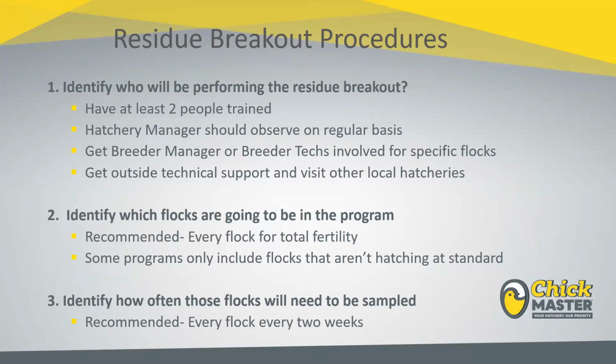Number 3 on our procedures list is to identify how often those flocks will need to be sampled. For me, I generally recommend at least every flock every 2 weeks, and that gives you enough data to at least build a trend line, because you'll see the fertility change. You'll see hatch of fertile change as a flock comes into production, reaches peak, goes past peak, and then becomes an older flock. It helps with the trending for those flocks.